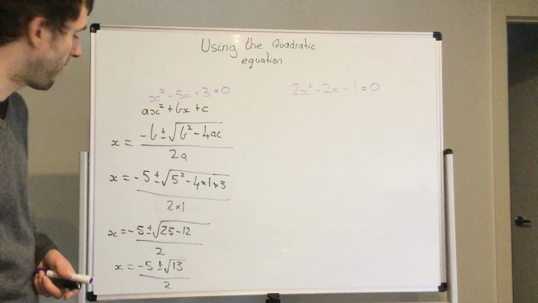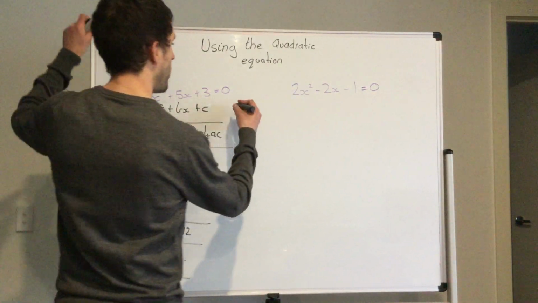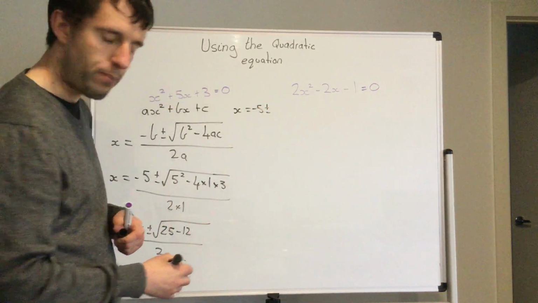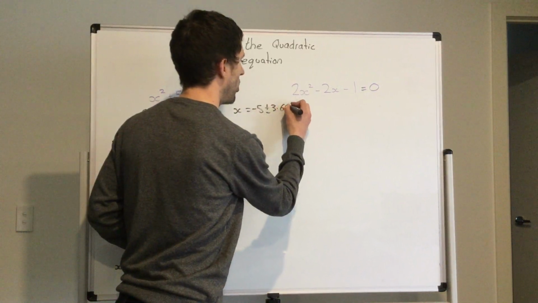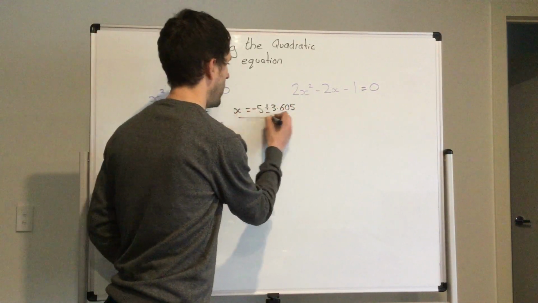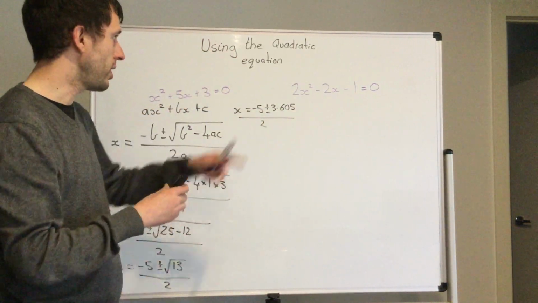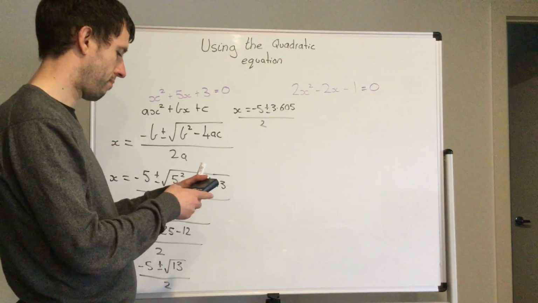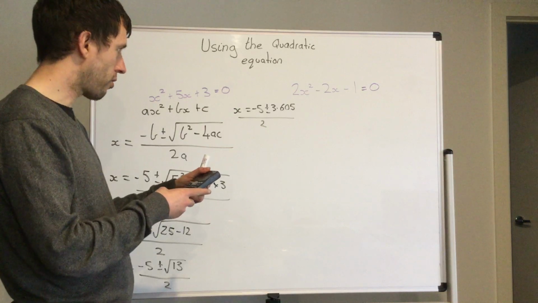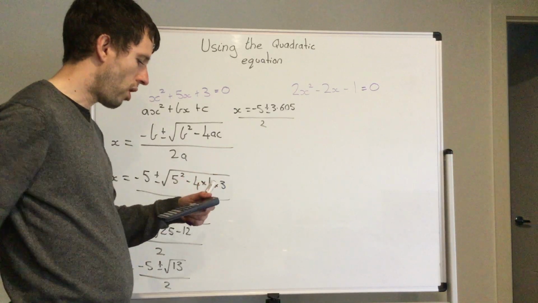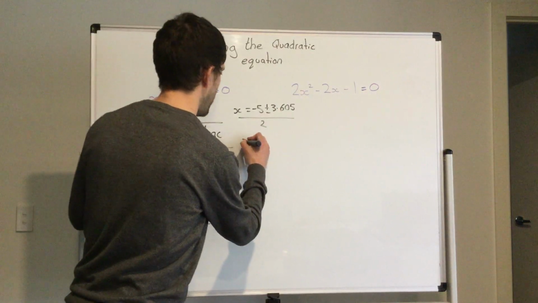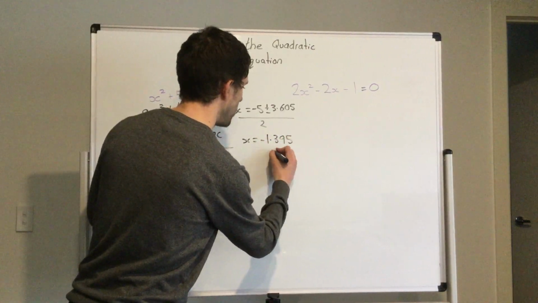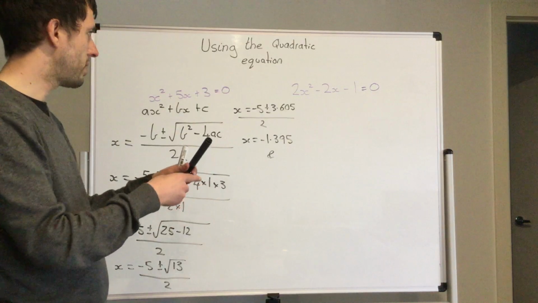That is 3.605. So over here, I'm going to go x equals negative 5 plus or minus 3.605 divided by 2. So the first thing I'm going to do is do addition, and then I'll do take away. So negative 5 plus 3.605 equals, so x is negative 1.395, and I'll do the opposite now.